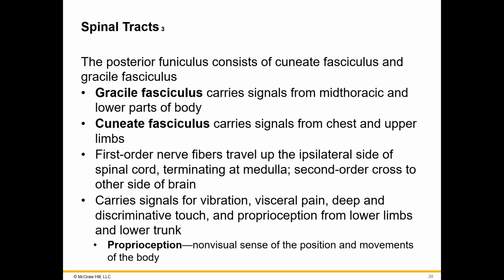The first order nerve fibers travel up the ipsilateral side of the spinal cord, terminating at the medulla. They are terminating at the medulla. The second order neurons cross to the other side of the brain, and they carry the signals for vibration, visceral pain, deep and discriminative touch, and proprioception from the lower limbs and the trunk. Proprioception is a non-visual sense of the position and movement of the body.